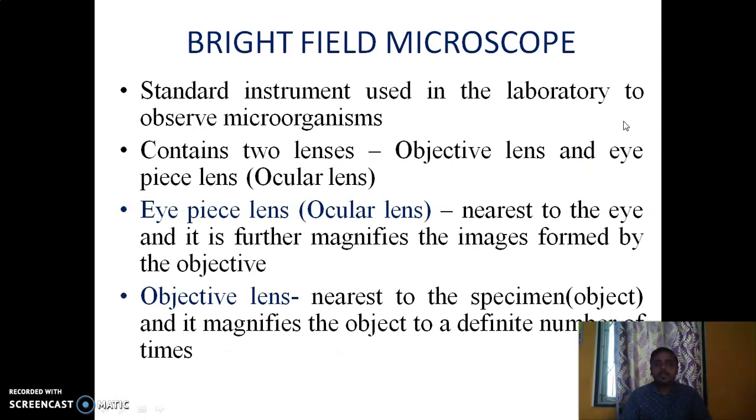The first type of microscope under light microscopy is the bright field microscope. This bright field microscope is a basic standard instrument used in laboratories to observe microorganisms. It usually contains two lenses, that is the objective lens and the eyepiece lens, which we call the ocular lens. The eyepiece lens, or ocular lens, is nearest to the eye, and it further magnifies the image formed by the objective. The second lens, the objective lens, is the one nearest to the specimen or the object, and it magnifies the object a definite number of times.